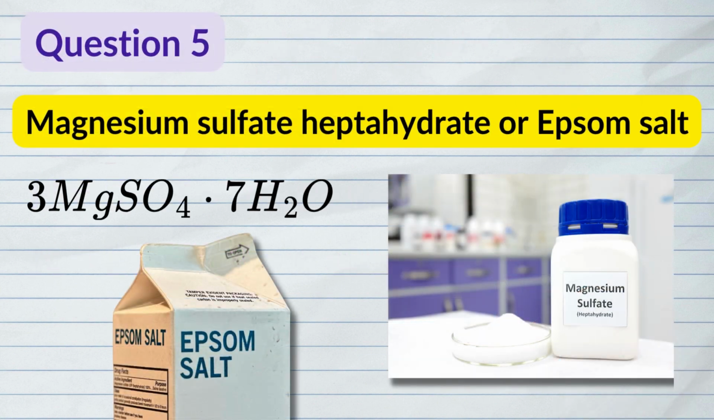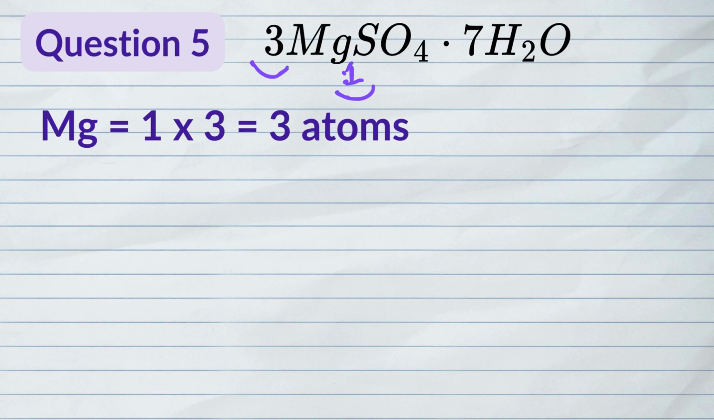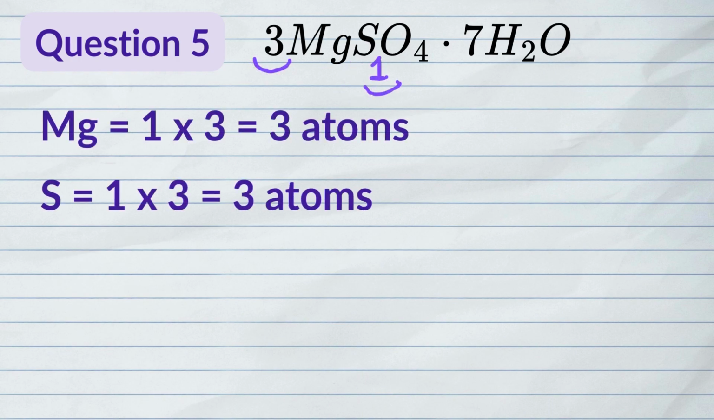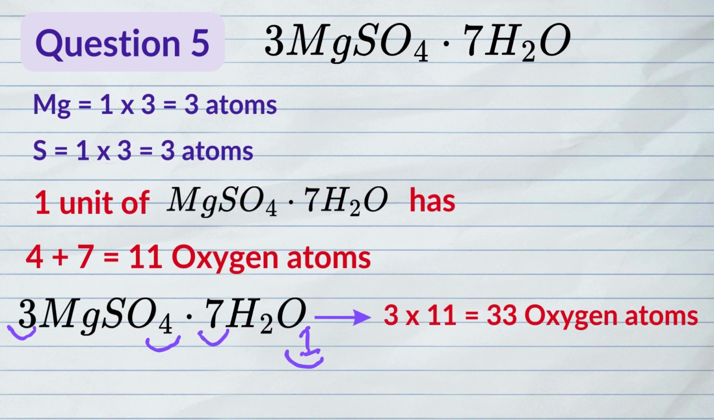Question 5. Magnesium sulfate heptahydrate, or Epsom salt, 3MgSO4·7H2O. There are 3 molecules of Epsom salt here. So Mg equals subscript 1 times coefficient 3 equals 3 atoms. Sulfur equals subscript 1 times coefficient 3 equals 3 atoms. In 1 unit of MgSO4·7H2O, there are 4 plus 7, which is equal to 11 oxygen atoms. So in 3MgSO4·7H2O, there will be 3 times 11, which equals 33 oxygen atoms.